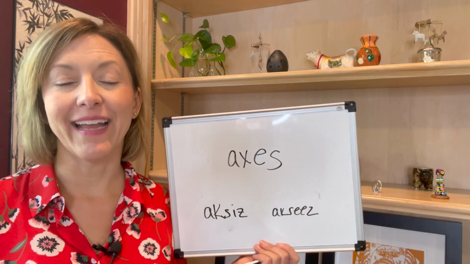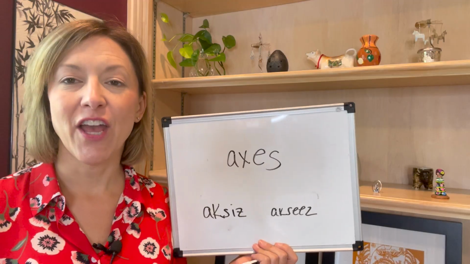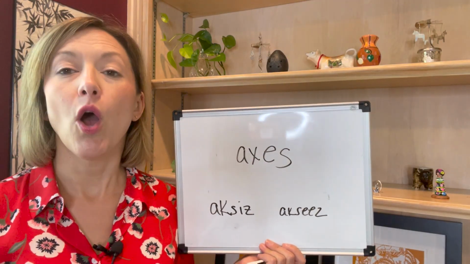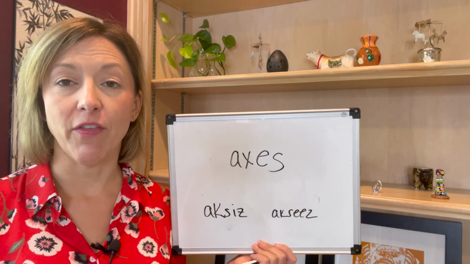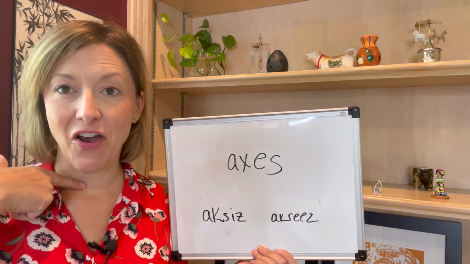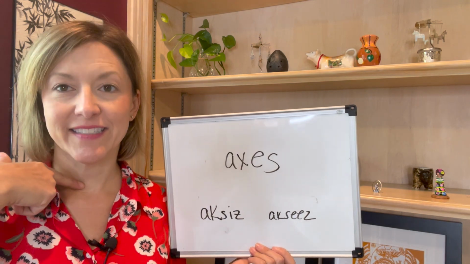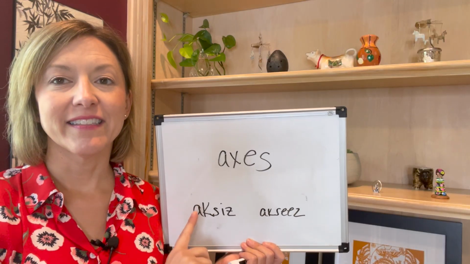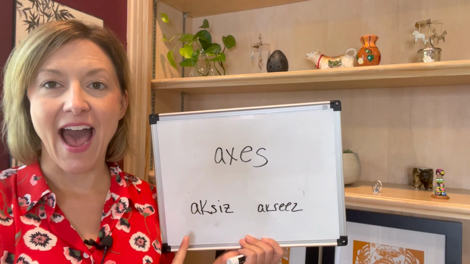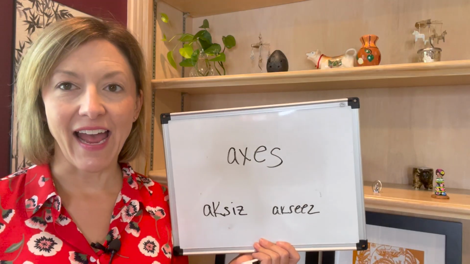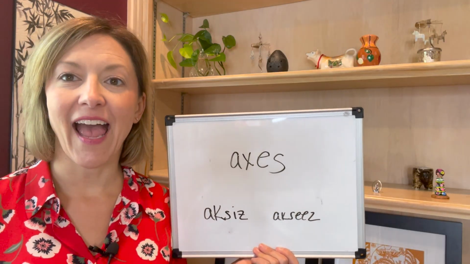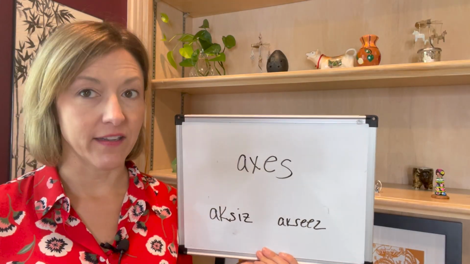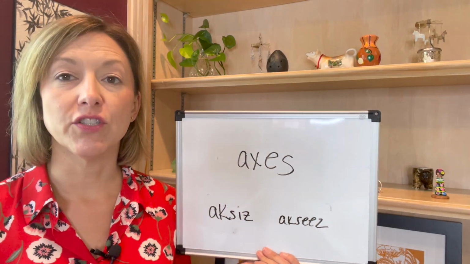Then we're going to end with that Z sound, Z. You can make this sound with the tip of your tongue in about the same spot, or you can point it down to the bottom of the mouth. Voice box is on and moving. Zzz. Let's put that all together. Axes, axes, axes.